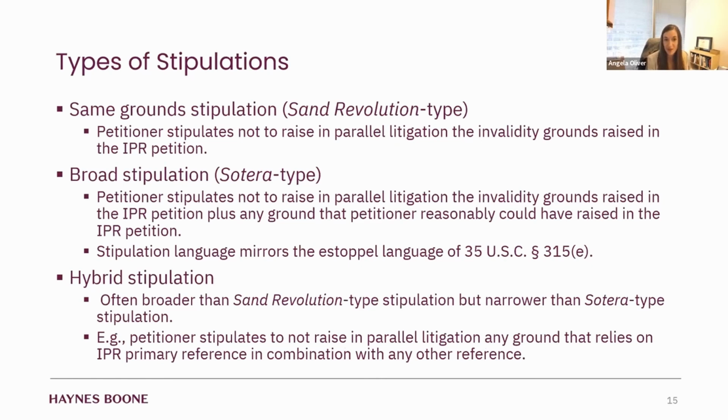So with that, we'll talk about a few different types of stipulations that parties have started using to help avoid the problem that John was just talking about with respect to overlapping issues. Two of the types of stipulations here are based on an informative decision from the board and a precedential decision from the board. The first type we'll discuss is called a Sand Revolution type stipulation.